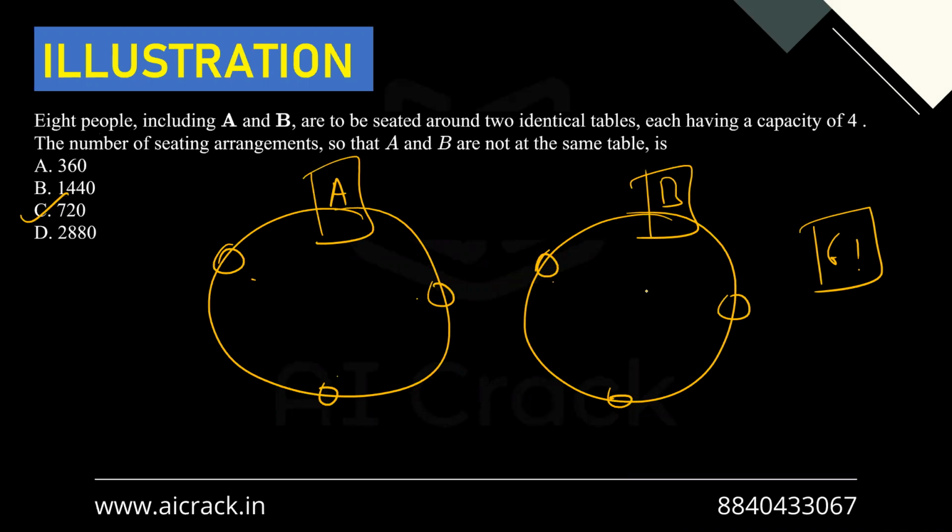These six positions can be filled in any way because we have the reference. We won't be using the circular permutation formula over here because we have already set the reference, right?